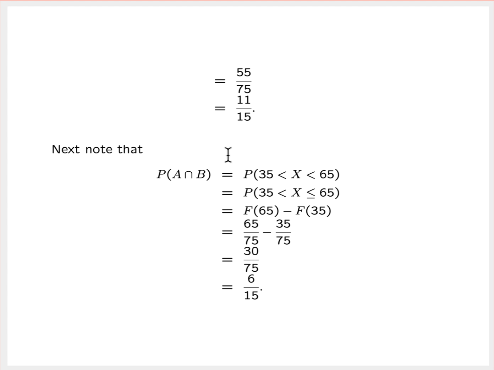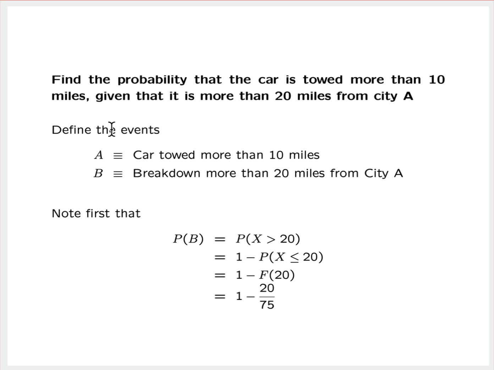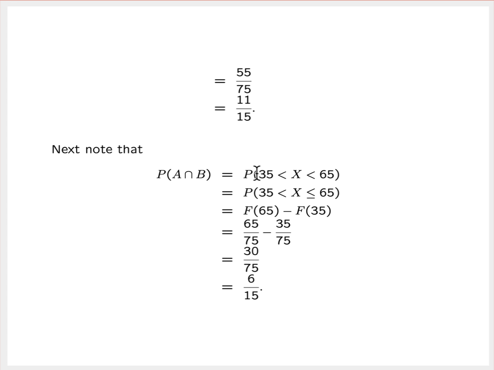Next, note that the probability of the intersection of these two events, A and B, let me back up. The event A intersect B turns out to be equivalent to the event that x is between 35 and 65. All right, so again, think about what these two events represent. Draw a picture, and you'll see that the intersection of those two events is the event that x is between 35 and 65. So this is the event whose probability we want.